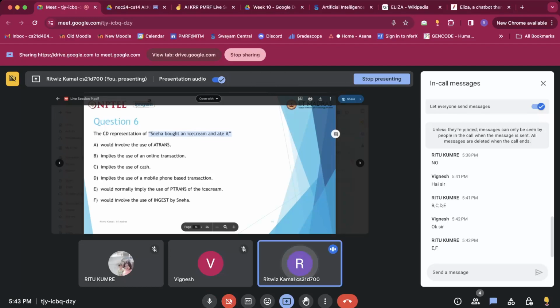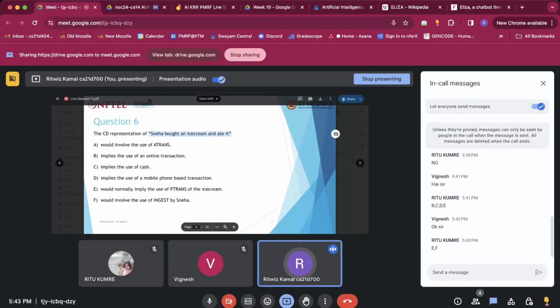Okay, so we have one answer in the chat box, or a couple of answers. Like I was saying earlier about the hint that I gave, we can base the solution solely on the English sentence that is given to us, right? And what the sentence tells us is that this person called Sneha bought an ice cream and ate it, right?